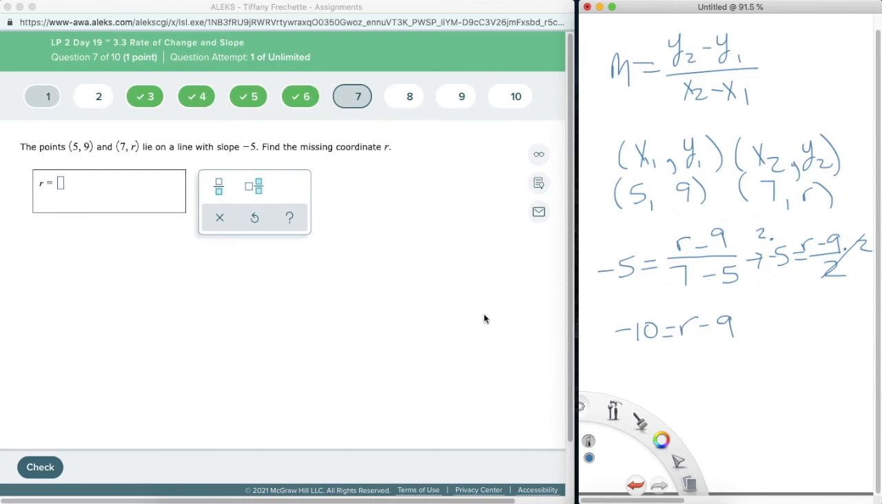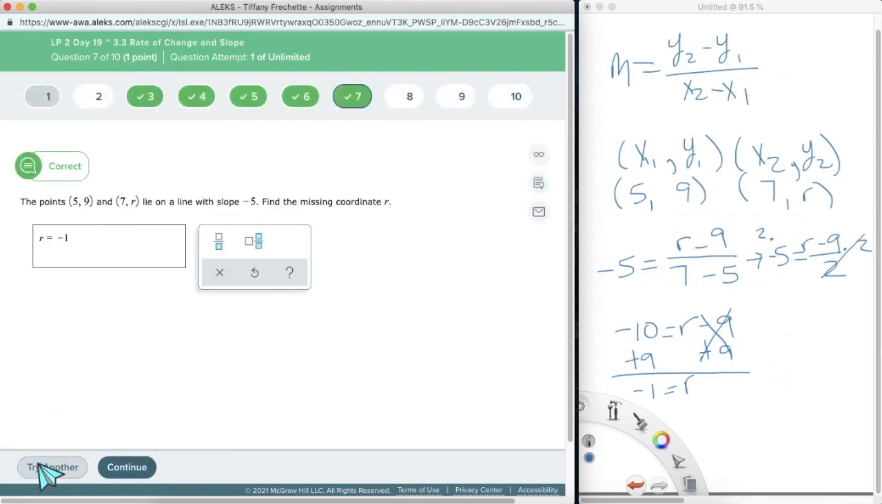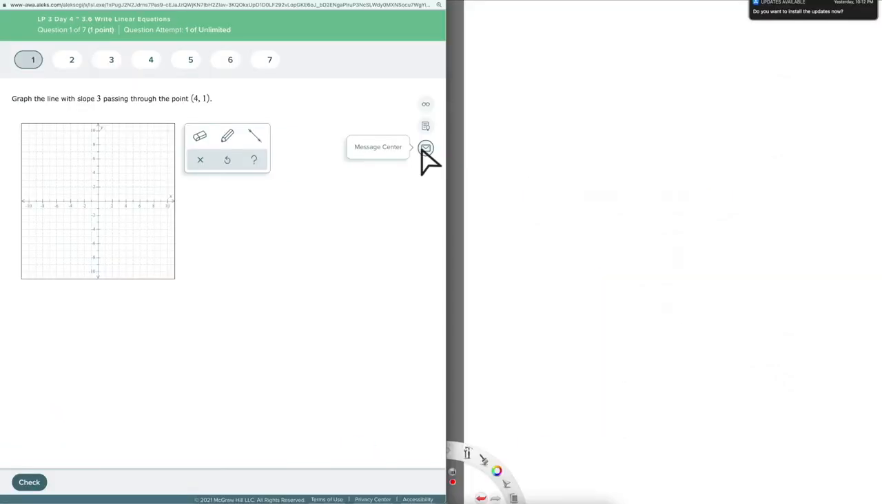And now all I have to do is say plus 9, because I want to eliminate these guys, and R equals -1. -10 plus 9 is -1. So R has to be -1 in order for -5 to be the correct slope. So that's what we need it to be. All right, a couple more of these guys and we will be all done. Let's go ahead and get started.